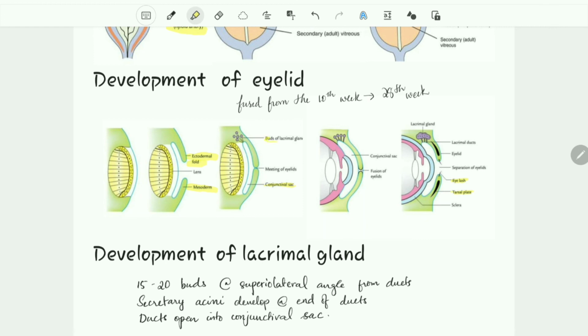These are lacrimal buds, which are found in the superior lateral angle of the conjunctival sac. These buds later on form the lacrimal gland, and the lacrimal duct opens into the conjunctival sac.